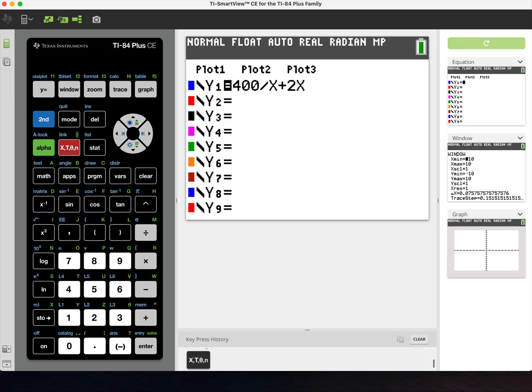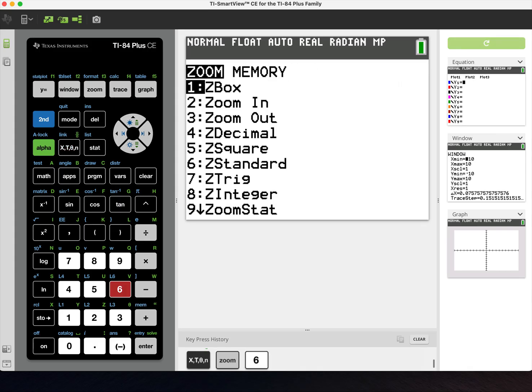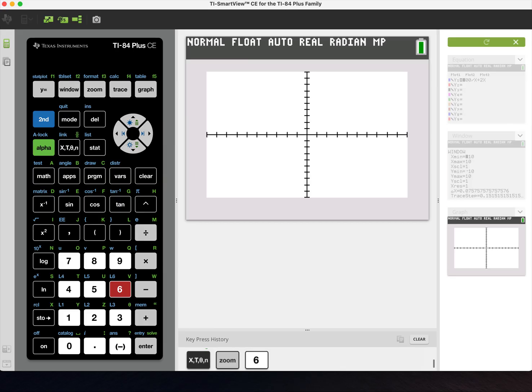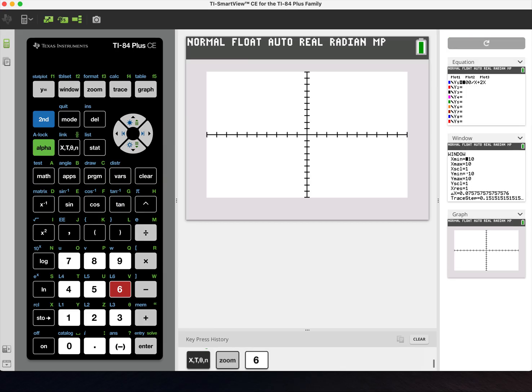So it's a little tricky. You just got to pay attention a little bit. So I got that. Normally we like to hit zoom 6, which is a 10 by 10 window. And you might notice that absolutely nothing shows up, which is just great.